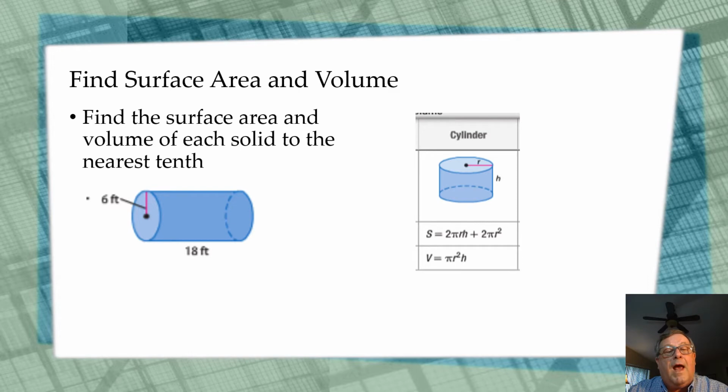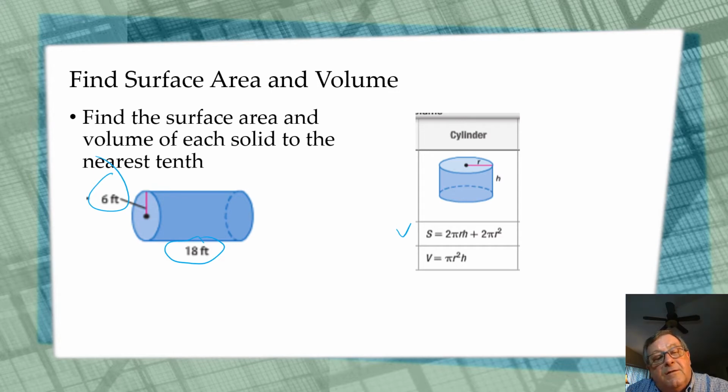So here we have a cylinder, and I can see that we've got a radius right here of 6 feet, and this 18 feet would be the height. So let's first go to the surface area. Surface area, S equals 2 pi times the radius times the height plus 2 pi times the radius squared.